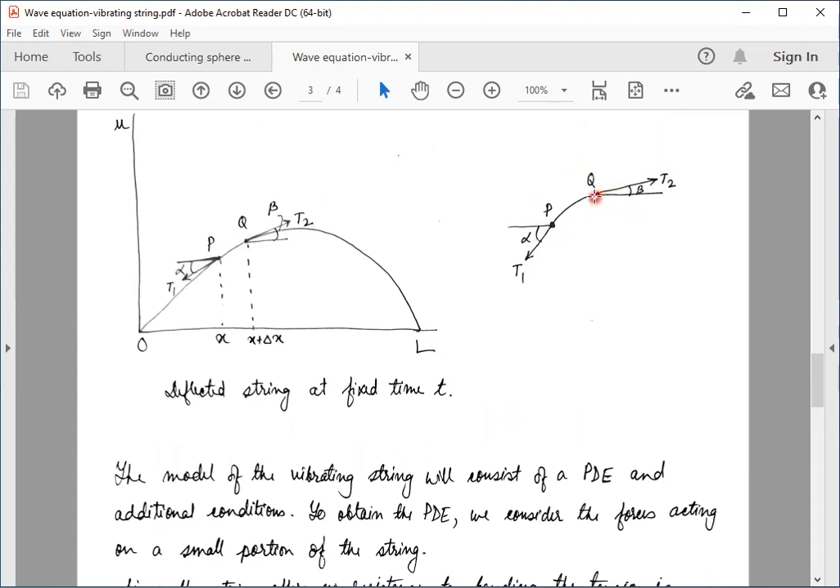T1 makes an angle alpha with the horizontal line, and T2 makes an angle beta with the horizontal line. That is, the horizontal line is the x-axis. I repeat, T1 makes an angle alpha with the x-axis, T2 makes an angle beta with the x-axis.